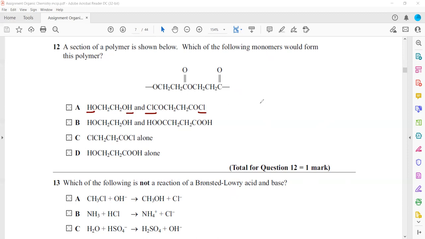So what should be the polymer formed? It will be O, CH2, CH2, then there will be O, because the H is being removed, OH and H being removed, so O, C double bonded with O.